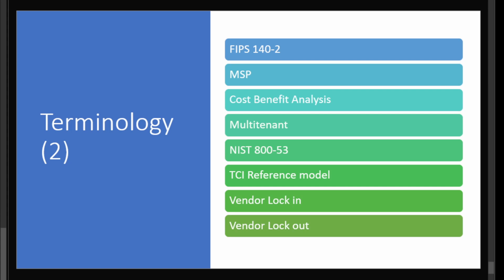A cost-benefit analysis is a simple analysis of cost versus benefits to determine whether something is viable or necessary. Multi-tenant environment. So multi-tenant just means many people within the environment or within a shared space. So this would be many cloud customers within the shared space of a cloud service provider's equipment. NIST 800-53 is a guidance document with the primary goal of ensuring that appropriate security requirements and controls are applied to all federal government information on information management systems.